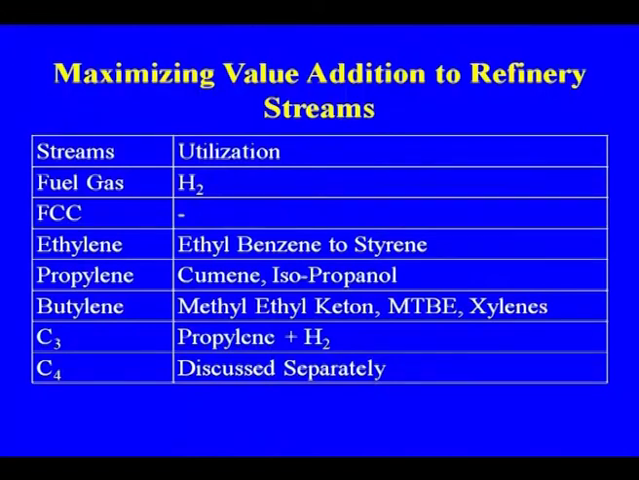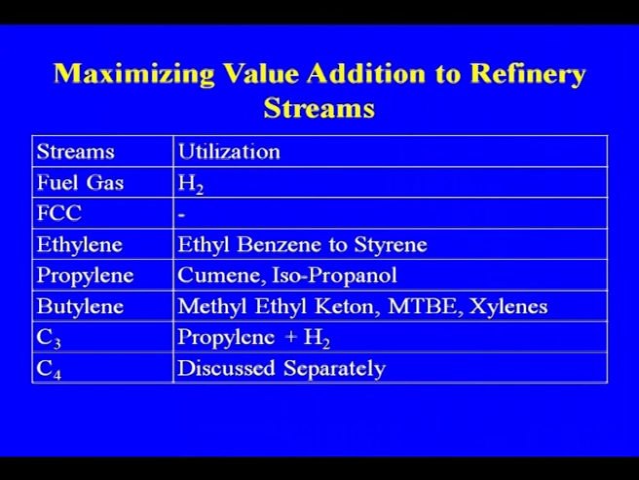These are some of the streams that will be discussed again while discussing the integration of the petroleum refinery with the petrochemical company. And these are the streams which are available: fuel gas from the FCC, that is ethylene, propylene. Although the concentration of ethylene is less, it can be recovered and utilized for making ethyl benzene.